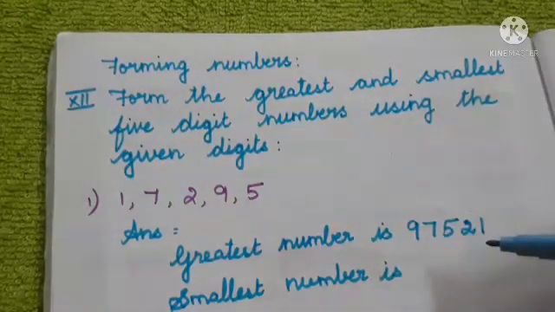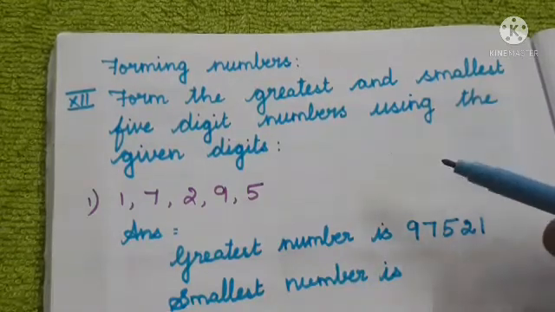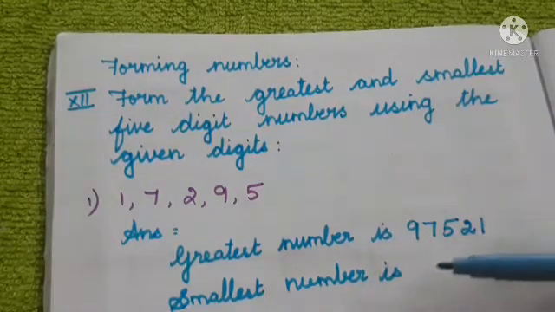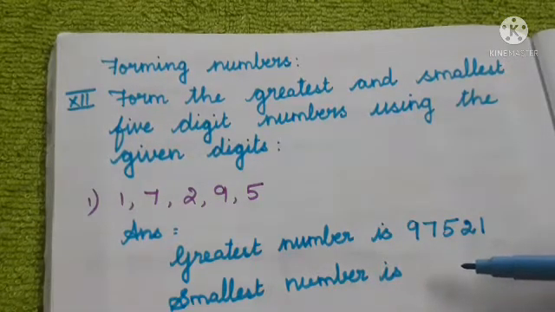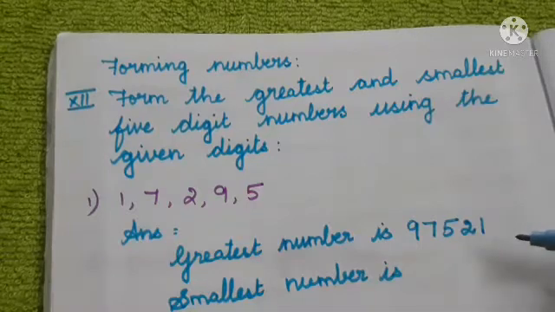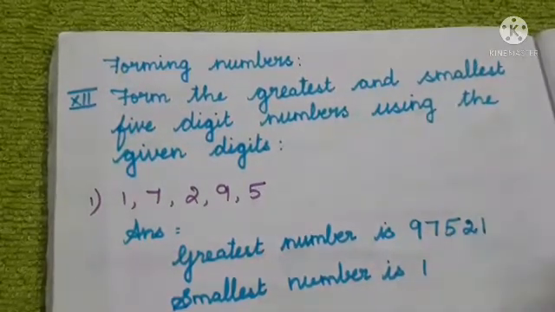Next, we can write the smallest number by using the same given digits. How to do? For finding the smallest number, we have to arrange the given digits in ascending order. Ascending means writing the numbers from the smallest to the biggest one. So here, 1 is the smallest one, isn't it?